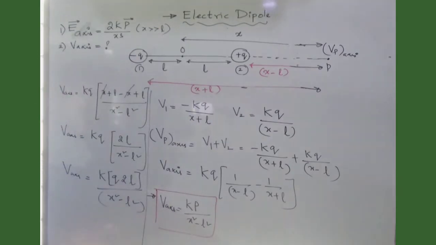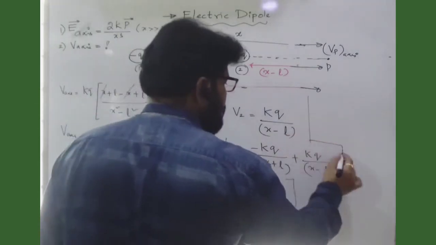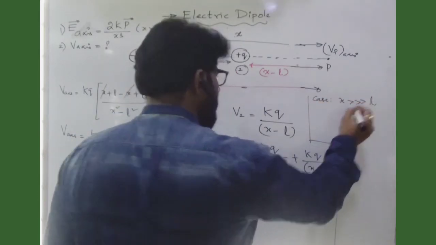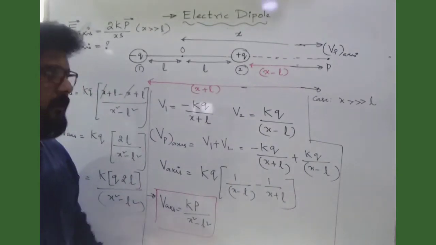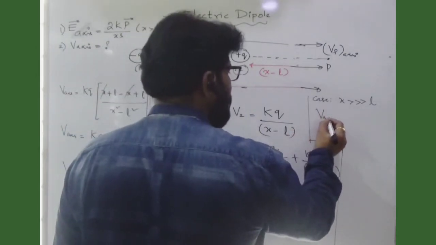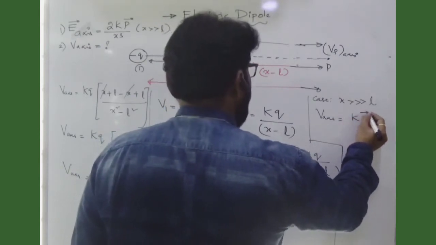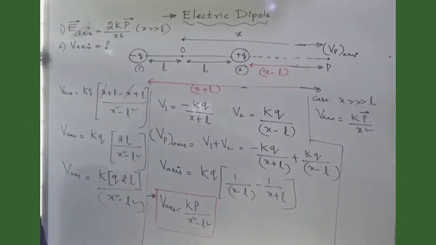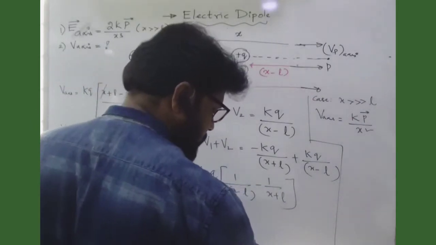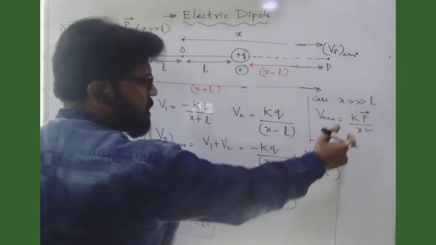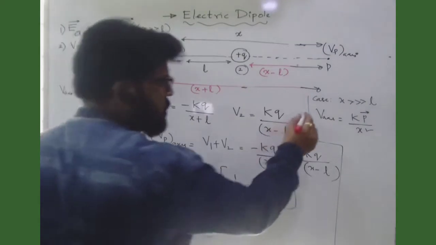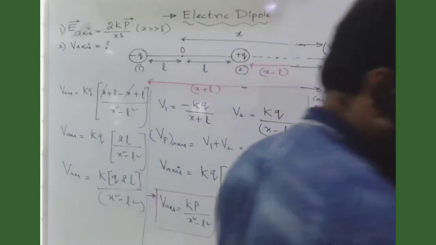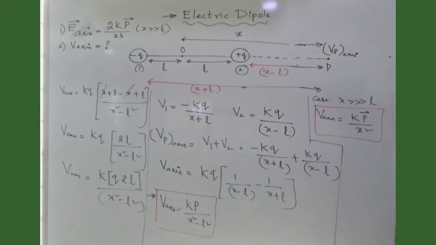Now take a case where x is much greater than L. Then I can write V on the axis equals kp divided by x square. Hope it is clear now. V on the axis is nothing but kp divided by x square. You can keep this in a box. So k is a constant, and p is the dipole moment.